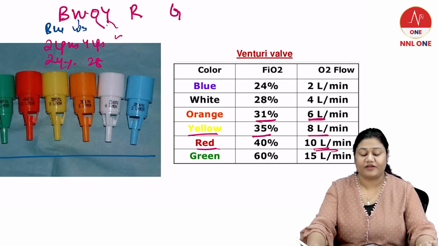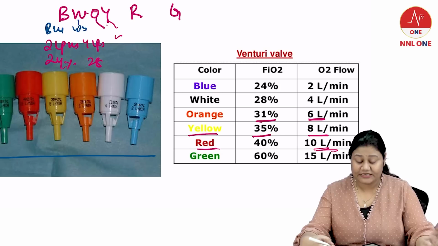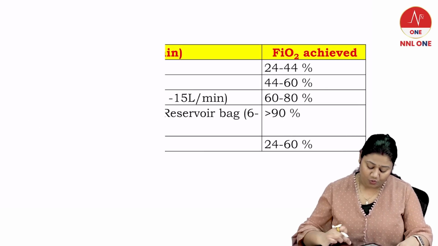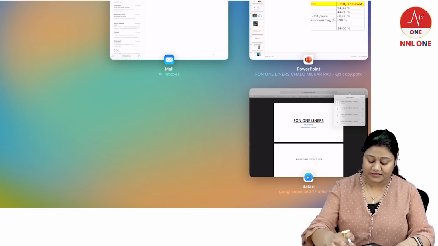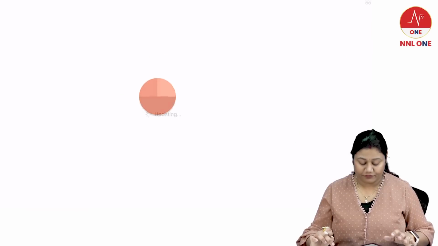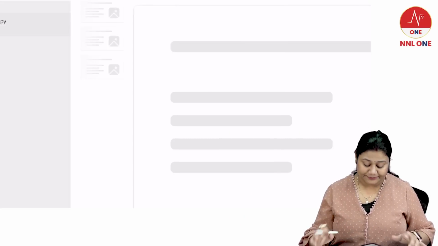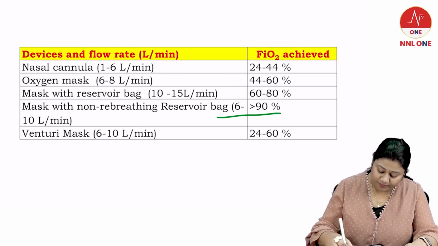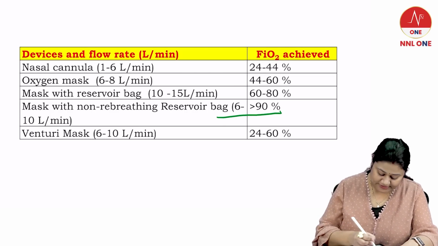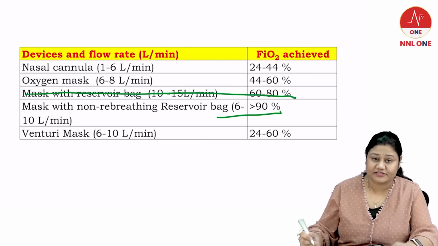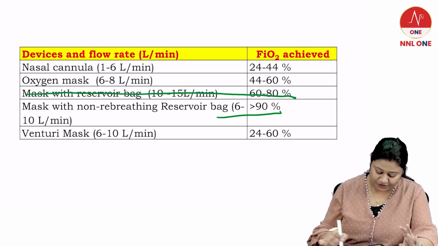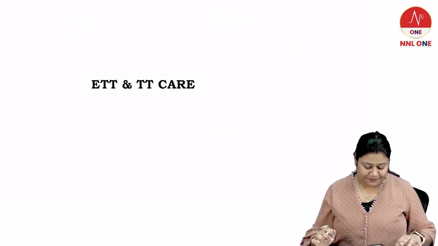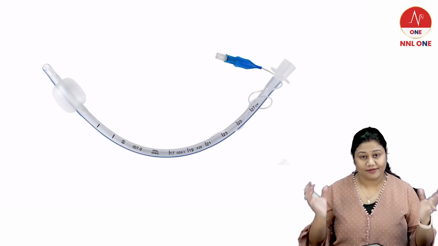So with the help of the Venturi mask we can deliver 60% concentration of oxygen. But with the help of the non-rebreather mask you can deliver more than 90%. So always remember, with the non-rebreather mask we can deliver more than 90% of oxygen. Mask with the reservoir bag, which is your partial rebreather mask, is obsolete, right? So this you need to remember, and this is highly important. Now let us proceed with another very important topic.